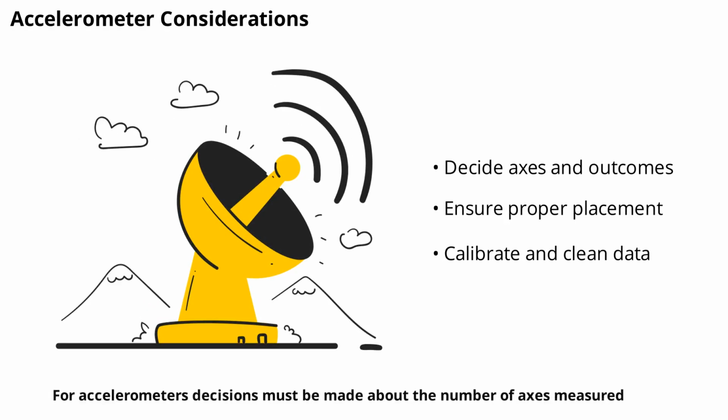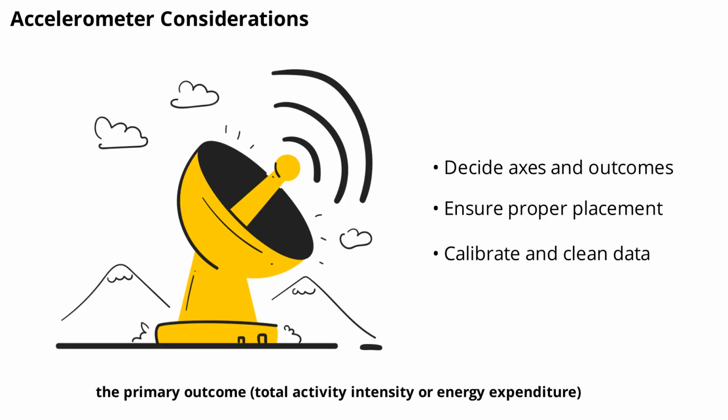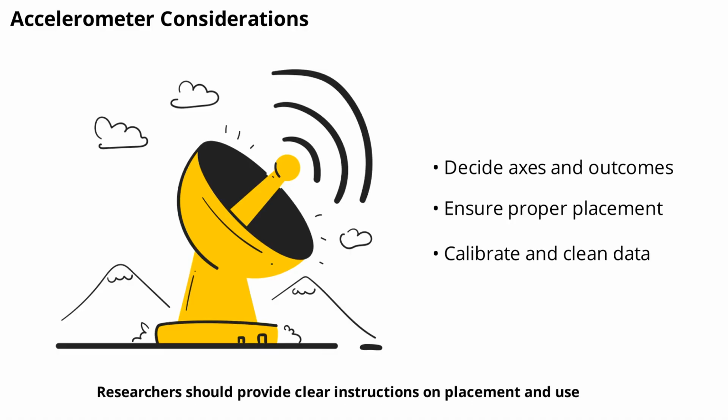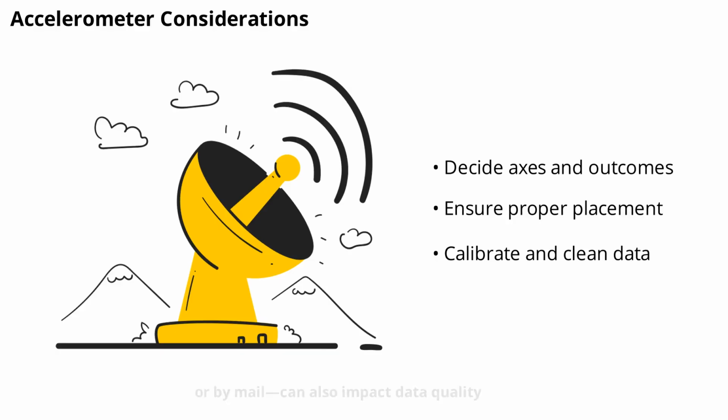For accelerometers, decisions must be made about the number of axes measured, the primary outcome, total activity, intensity, or energy expenditure, and the minimum wear time for valid data. Researchers should provide clear instructions on placement and use, and may ask participants to keep activity logs. The method of distributing and collecting devices, face-to-face or by mail, can also impact data quality. Calibration and data cleaning are essential for accurate results.